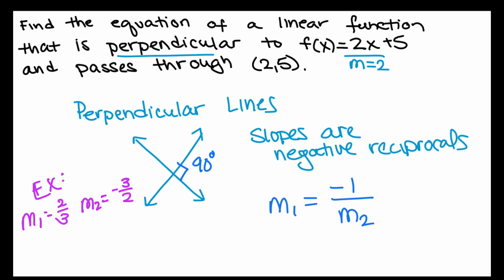Perpendicular lines have slopes that are negative reciprocals. That means that if the slope of one line is 2/3, then a line perpendicular to it would have a slope that is negative 3/2. So perpendicular lines have slopes with opposite signs, and then reciprocals just means you flip the fraction.